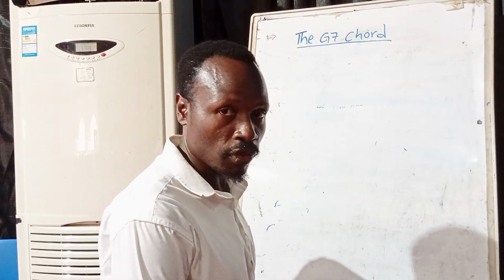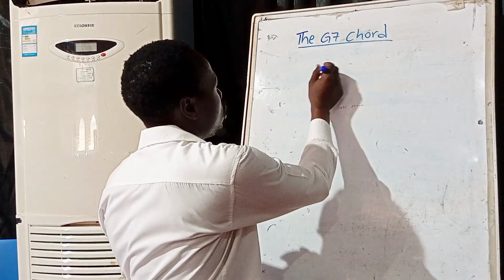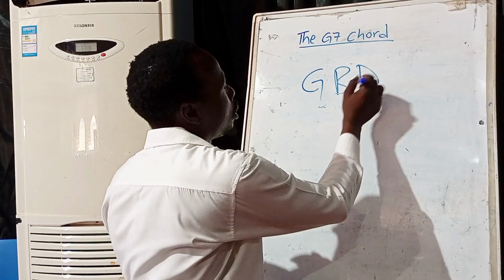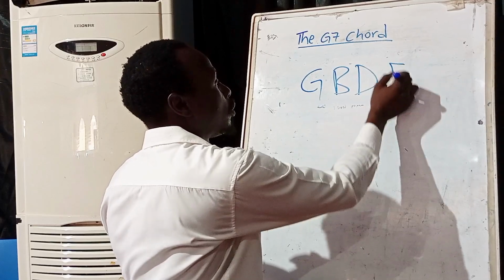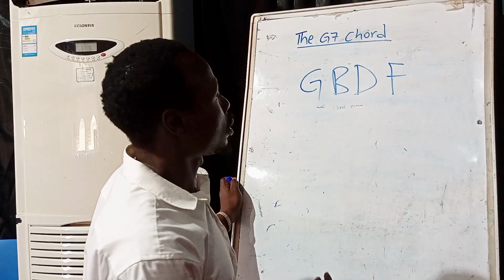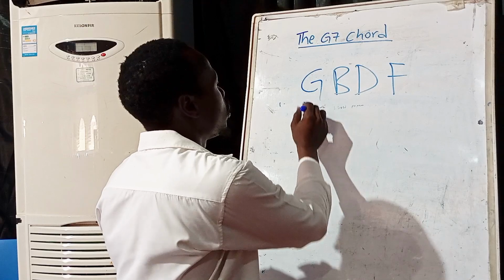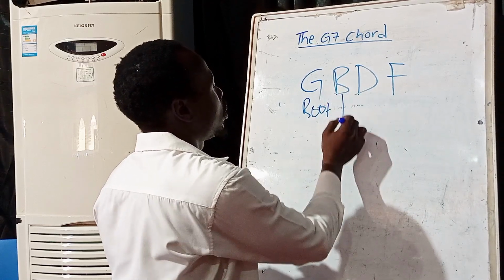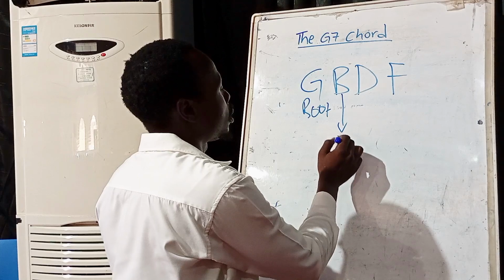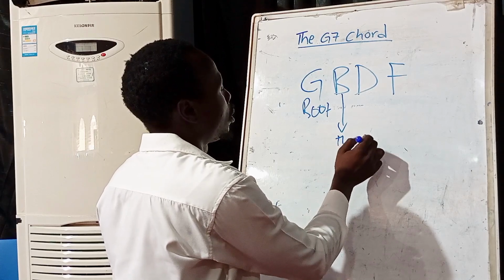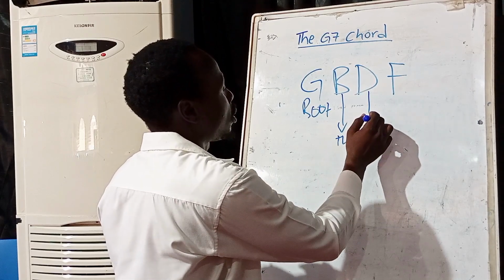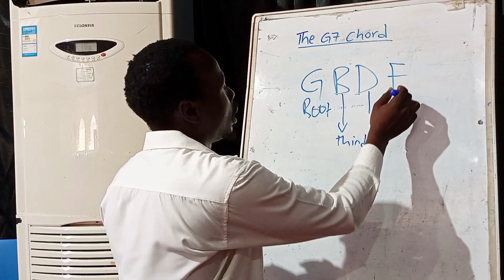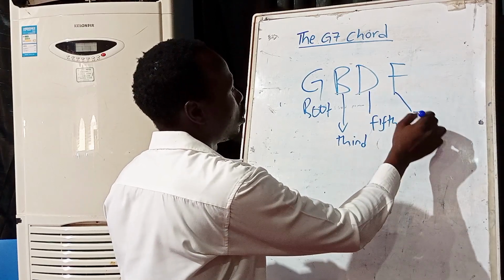So the notes which will form this G7 chord are G itself, B, D, and F. G, which is the root, then B, which is our 3rd, then D is our 5th, then F is the 7th.